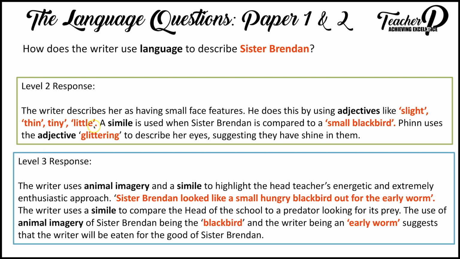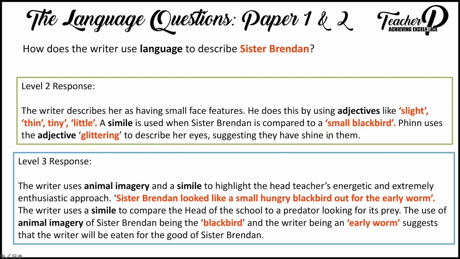Sister Brendan. The candidate then goes on to say, a simile is used when Sister Brendan is compared to a small black bird. Once again, they've used a technique and they've got a quotation. However, the candidate has not explained why the writer uses this technique, or what this quotation suggests about Sister Brendan. Finn, which is the writer, uses the adjective glittering to describe her eyes, suggesting they have a shine in them. Here you can see that they have a technique and a quotation, as well as an inference.